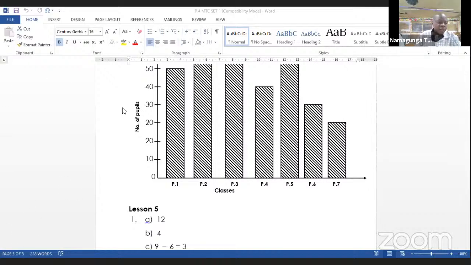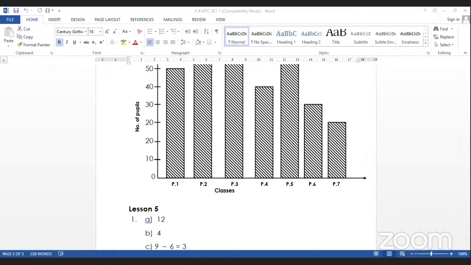Question 1 says, how many rabbits are kept on the farm? Stewart Priscilla. Already your hand is up. 12 rabbits are kept on the farm. Thanks.